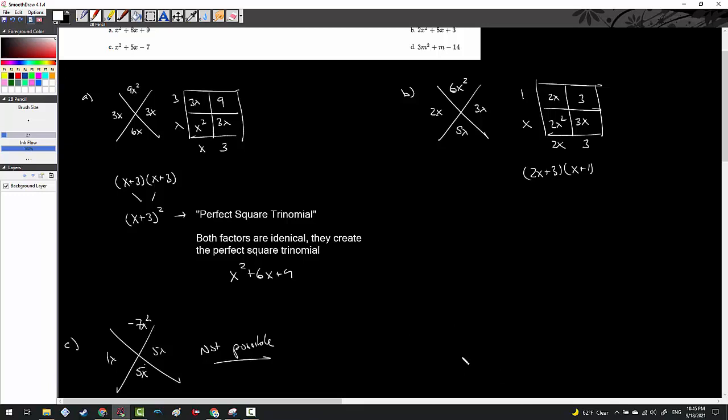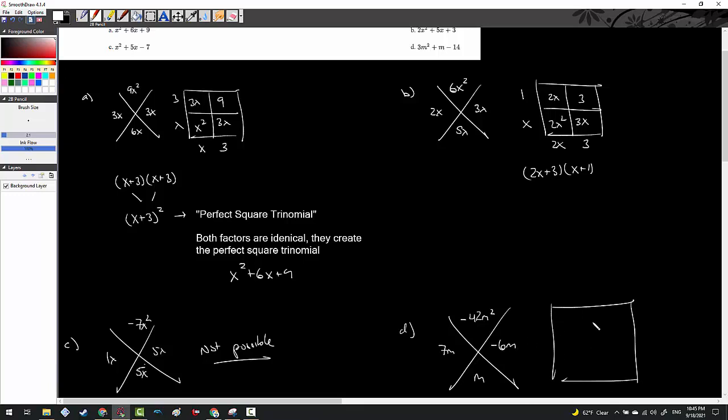So let's go ahead and take a look at D here. And again, we will go ahead and file this into our diamond. What we'll do is we'll have 3m times negative 14, which is going to be negative 42m squared. I'm going to get a positive m on bottom. So I'm looking for two numbers that multiply to negative 42 and add to positive 1 at the same time. My gut is telling me a positive 7m and a negative 6m are going to do it.